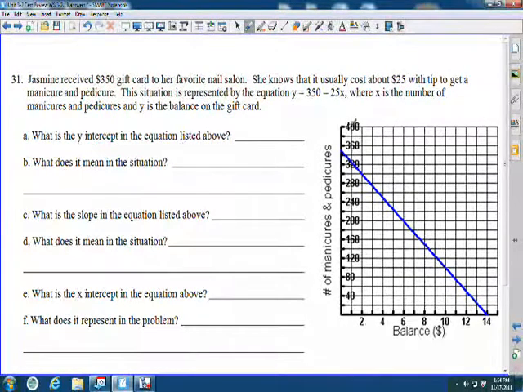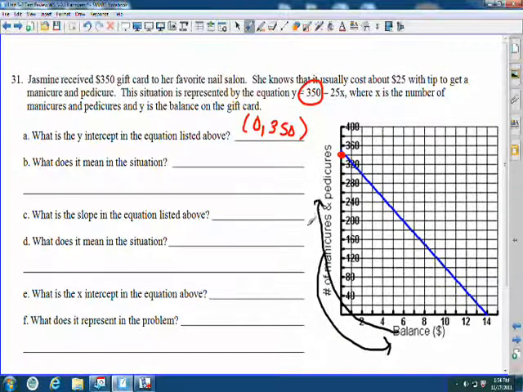What is the y-intercept? The y-intercept is right here, which is also in my equation, 350. Oops, should be 0, 350. And what does it mean? Well, 350 is the amount on the gift card. You know what, they have this backwards. The number of manicures and pedicures should go down here, and the balance should be on the y. Okay, so what does this mean? This is the amount on gift card.